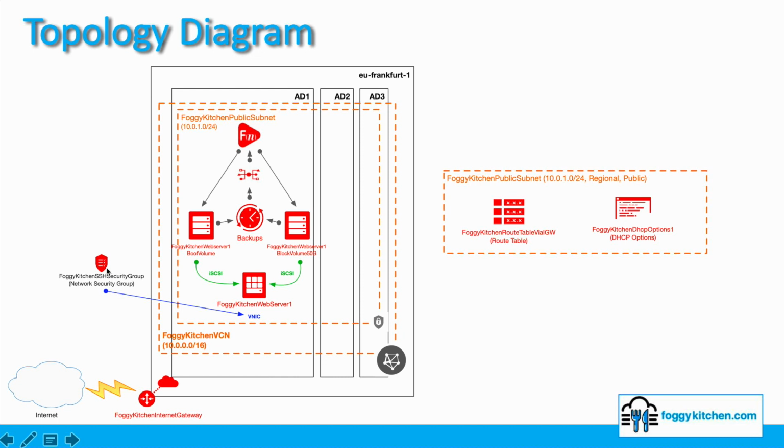But let's focus on the web server's storage. We will have two associated volumes, meaning a boot volume and an additional block storage volume of 50 gigs. For both, we will have manual backups, right?